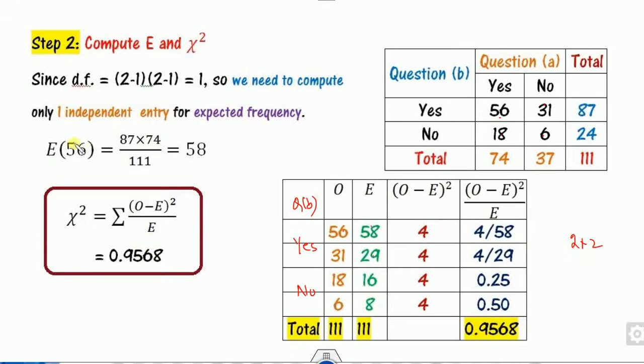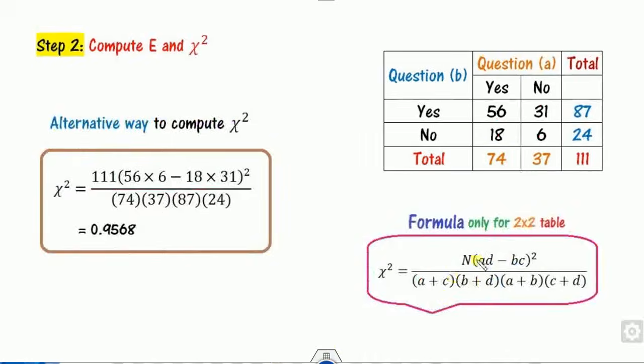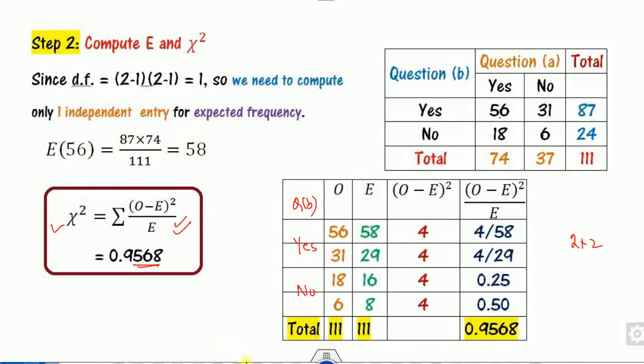So instead of finding this chi-square by using this method, you can also find the chi-square by using this method. So in this case, this is my N. This is my AD minus BC. So this is AD minus BC. So you can see that 0.9568 is the same answer.